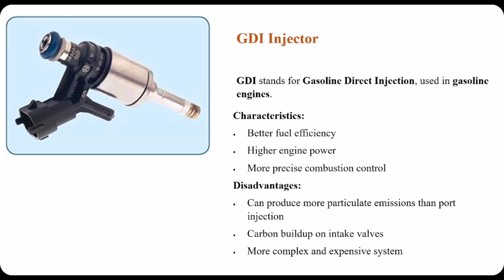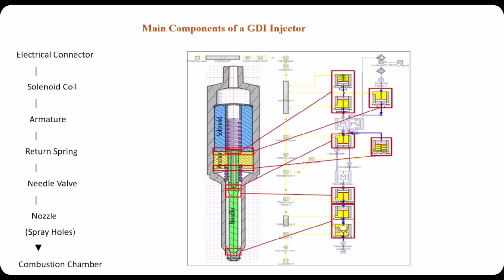How does it work? Fuel is injected directly into the combustion chamber, instead of the intake manifold. A high pressure fuel pump supplies the injector. Okay, and you can see the GT Power model of the GDI injector here.